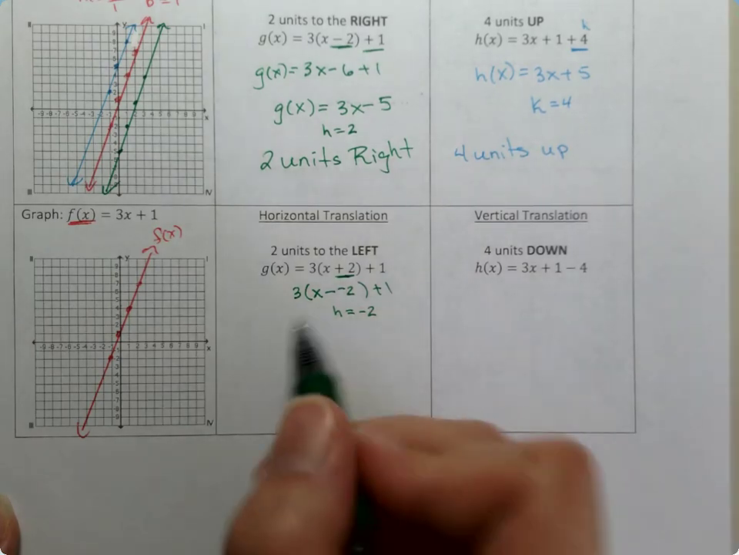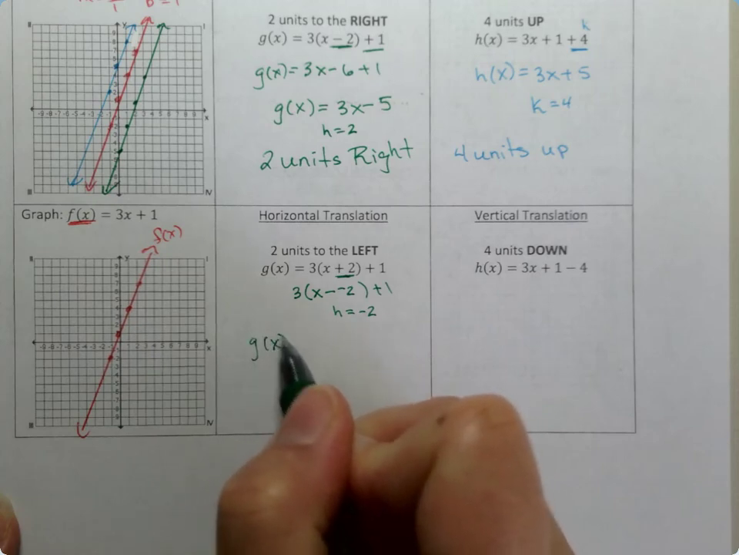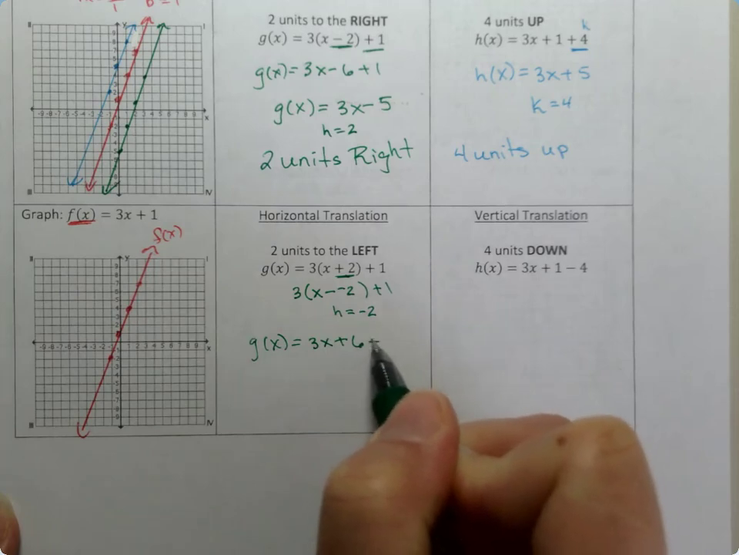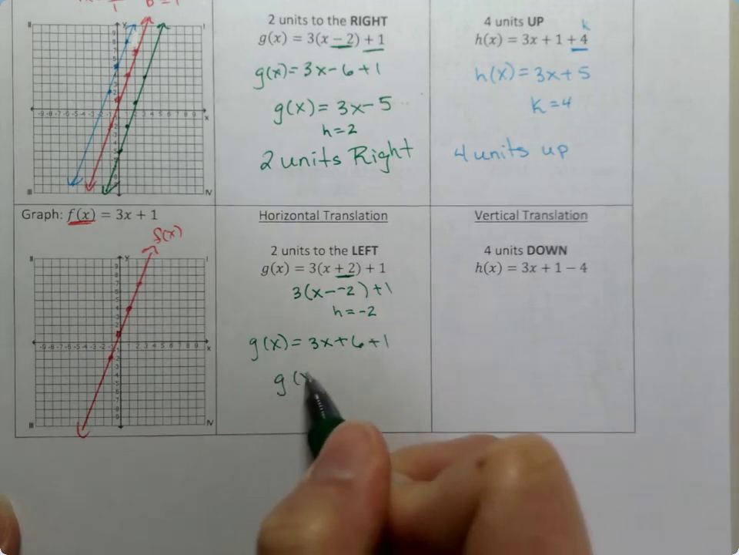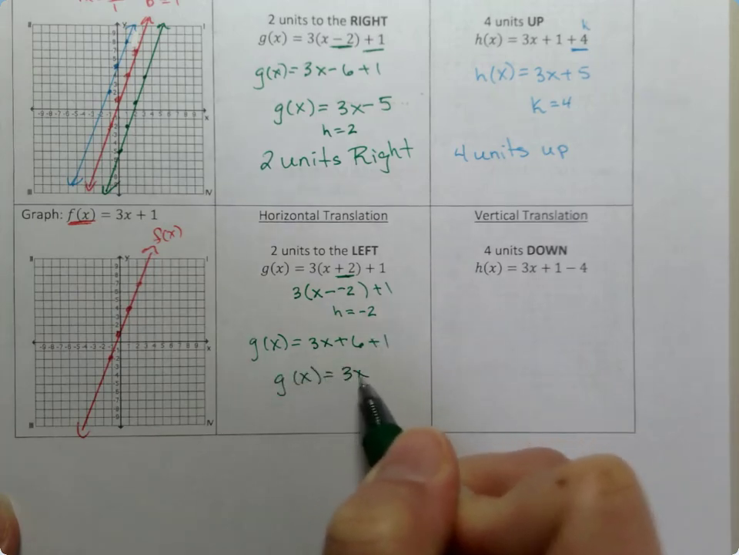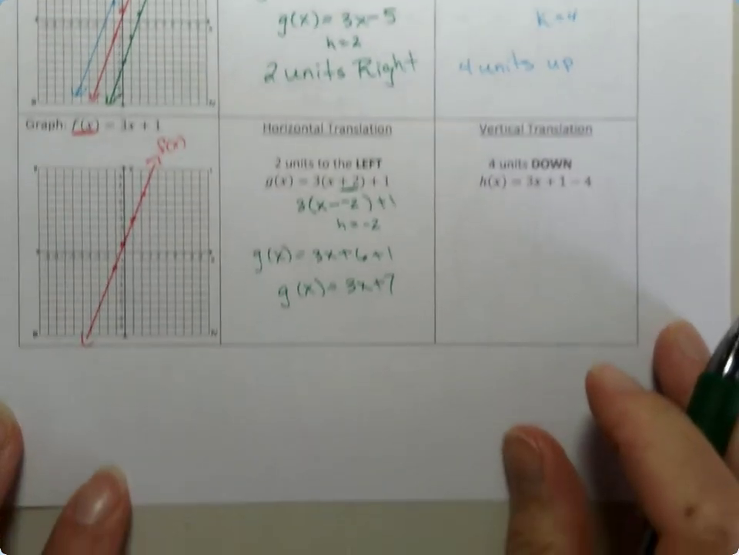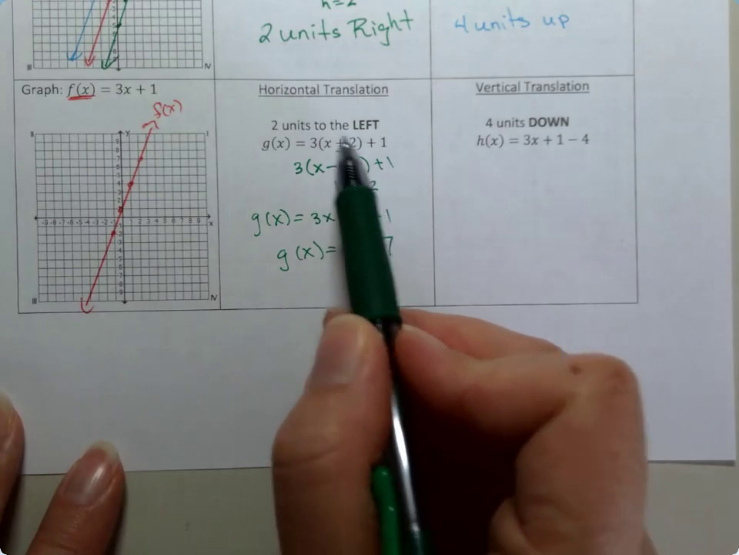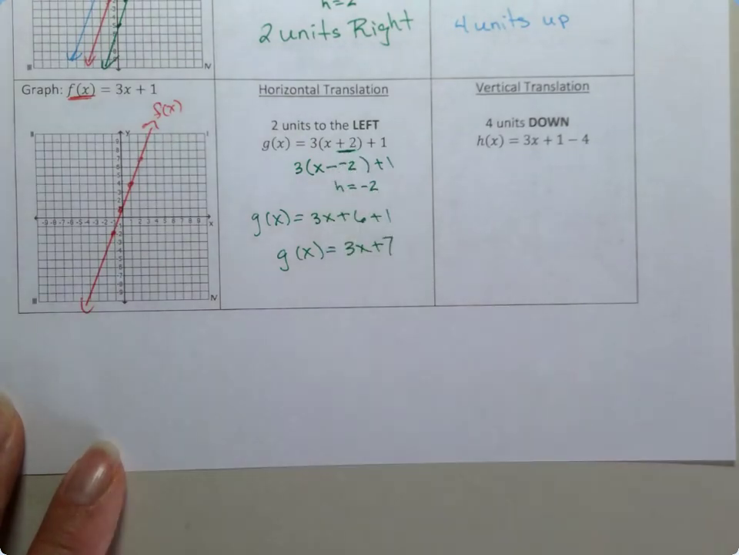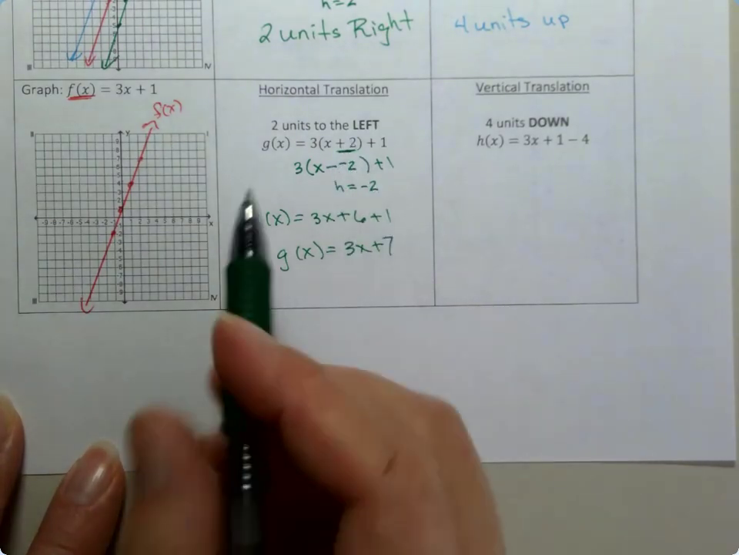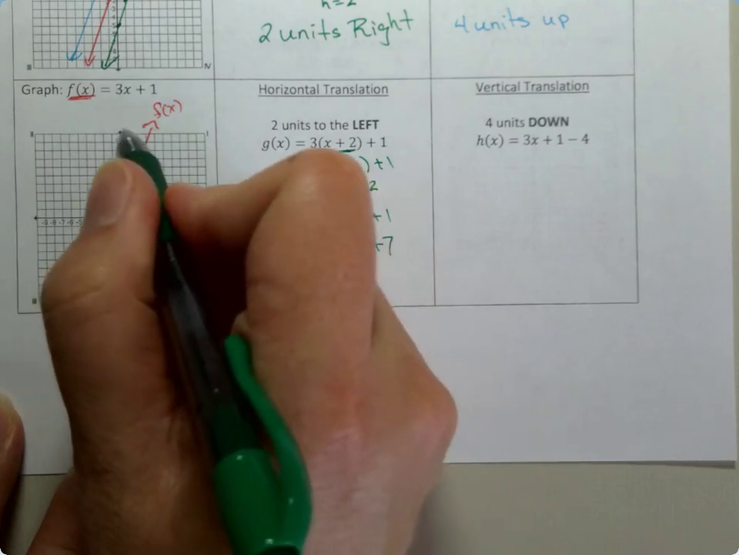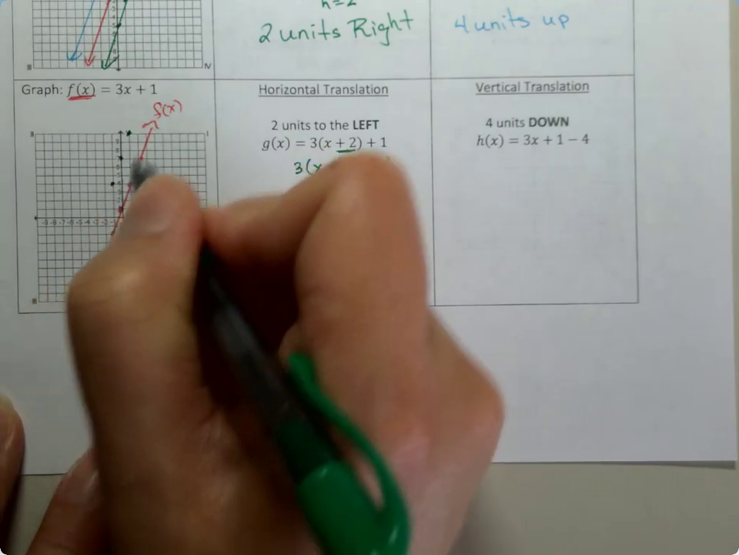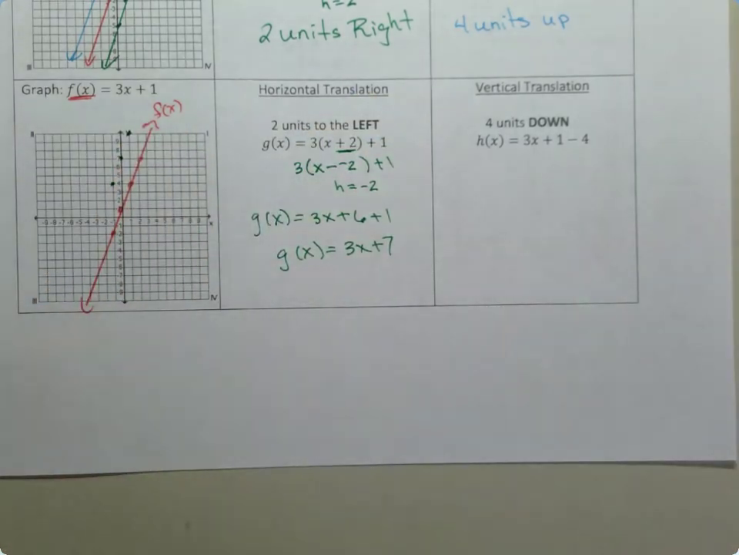Now, what does my function actually look like? g of x, and we're going to distribute the 3. And we clean it up when we get g of x equals 3x plus 7. Okay, so I just want to show you that came from minus and negative. That's why the h value is negative 2. If I go to graph this, I'm at 7. I'm going to go up 3 and over 1, so I'm also going to reverse it to negative 3, negative 1, and then sketch in your line.